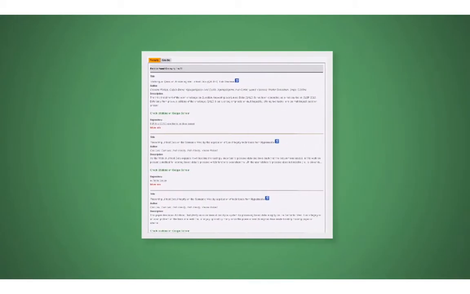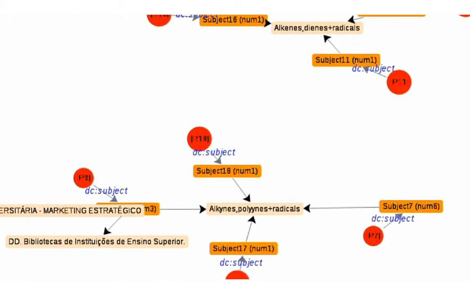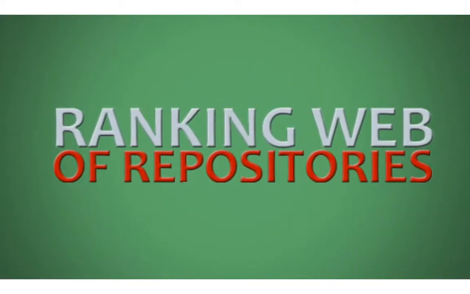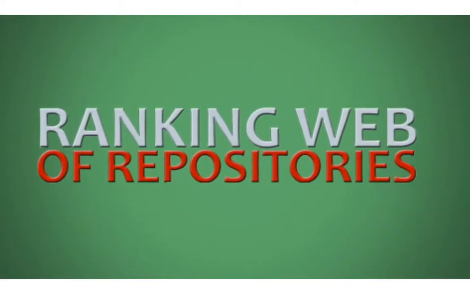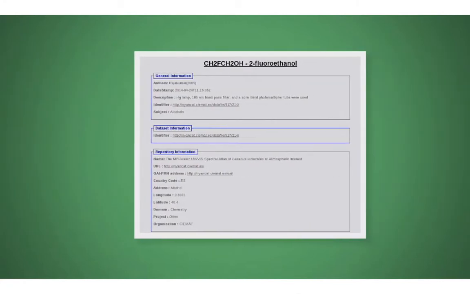And the results will not only be presented as a standard list, but also with a set of relationships among them, which allows to extract new information. The results are ordered according to the ranking web of repositories, ensuring that the most relevant ones will be presented first. On the result of the search, you can click on any of the elements, and a lot of information about it will be displayed.